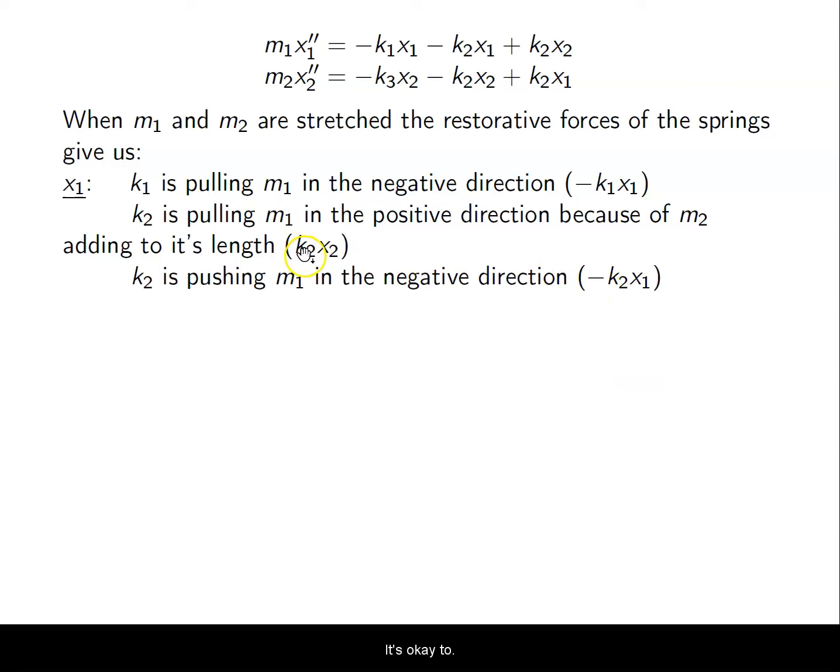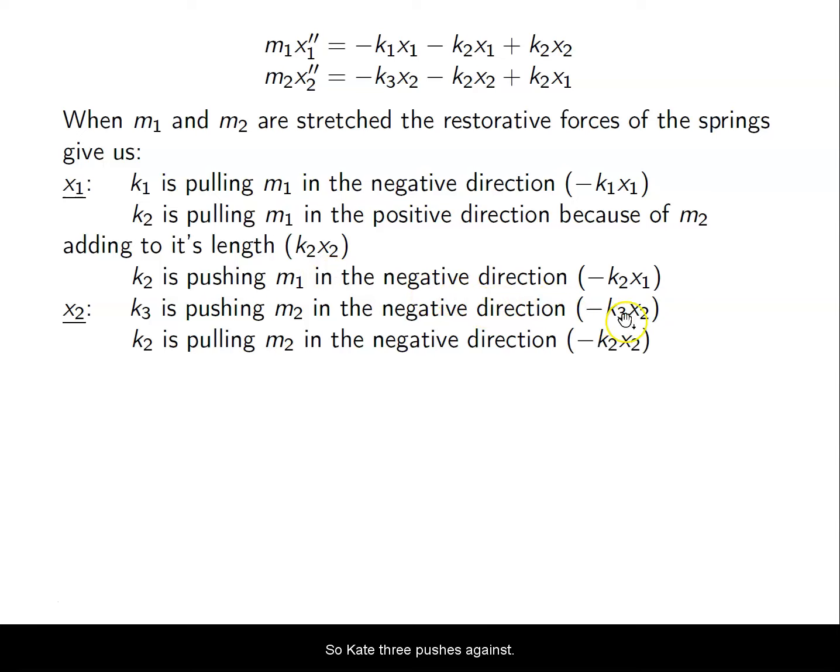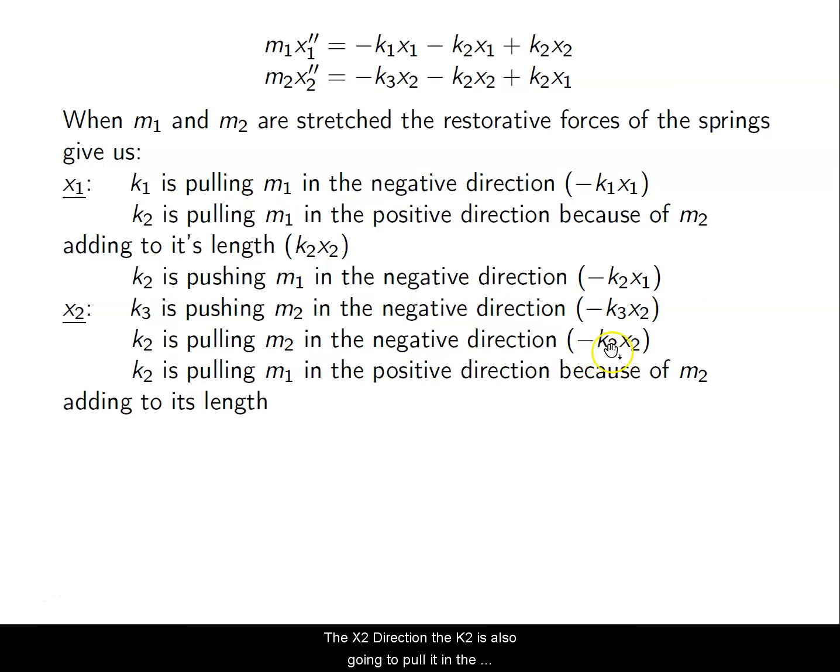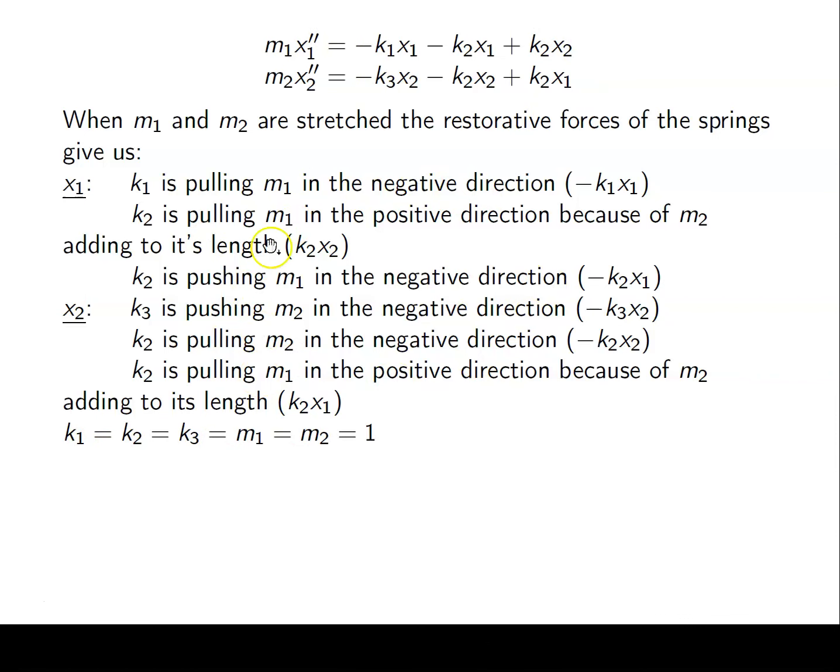Okay. So K2, sorry, let's move to the next one. So K3 pushes against the X2 direction. The K2 is also going to pull it in the next direction, and then the K1 is going to be compressing down due to that spring constant of K2. Okay. So now that we have this equation and we talk quickly, briefly, again, you should just replay this video if you want to go through that again in more detail.